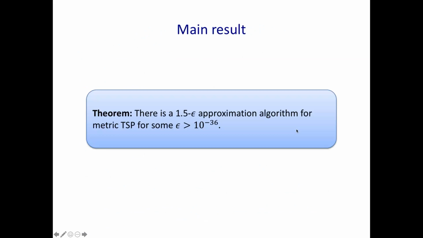So in this talk, I'll discuss a tiny dent we made. We improved upon Christofides' algorithm by some epsilon around 10 to the negative 36. And before describing the algorithm, I want to give just two pieces of background.